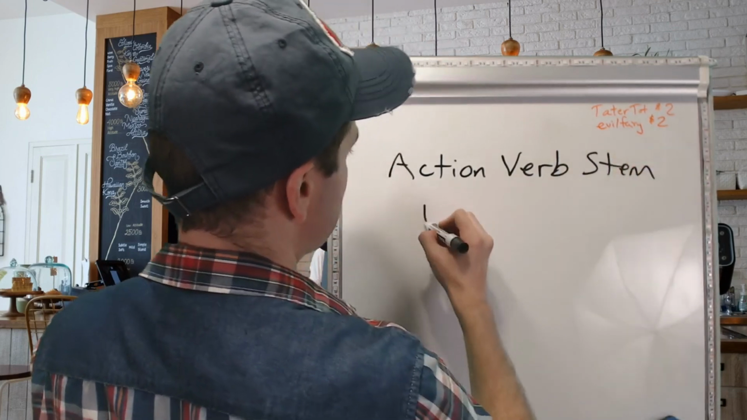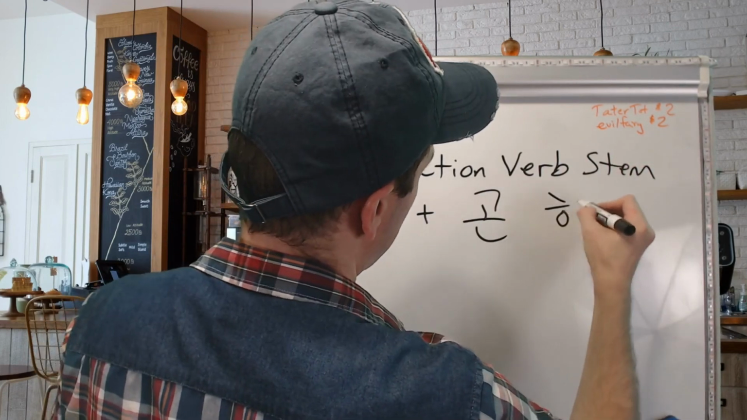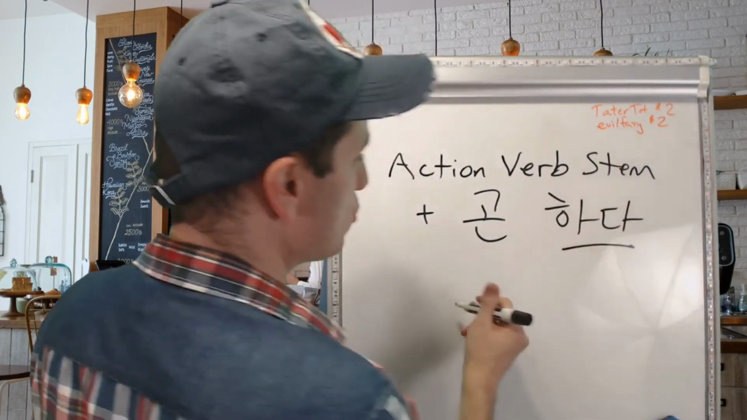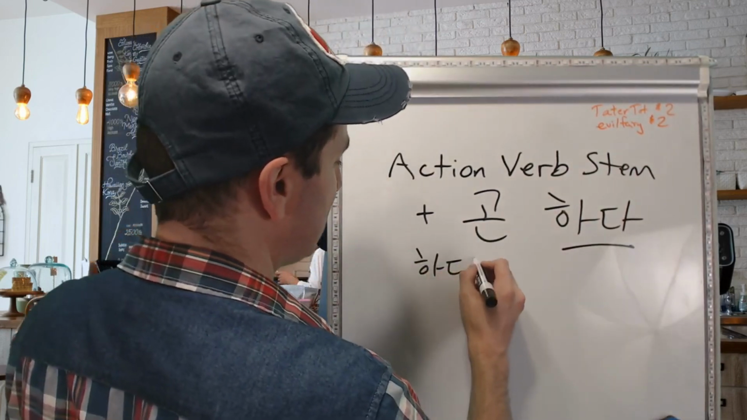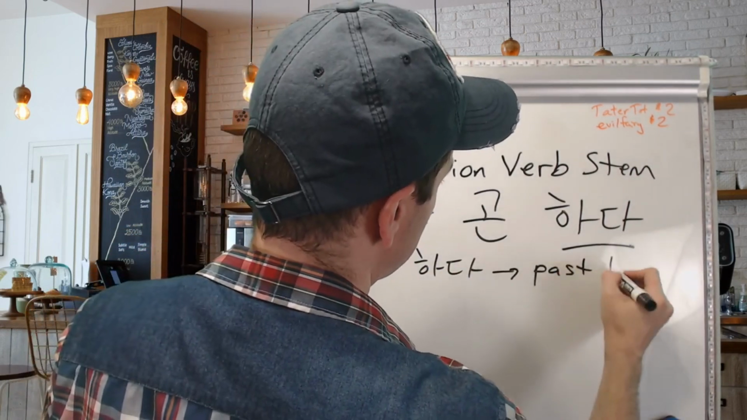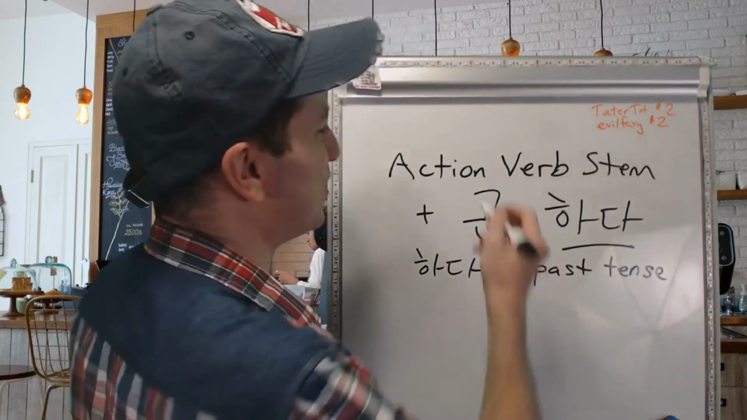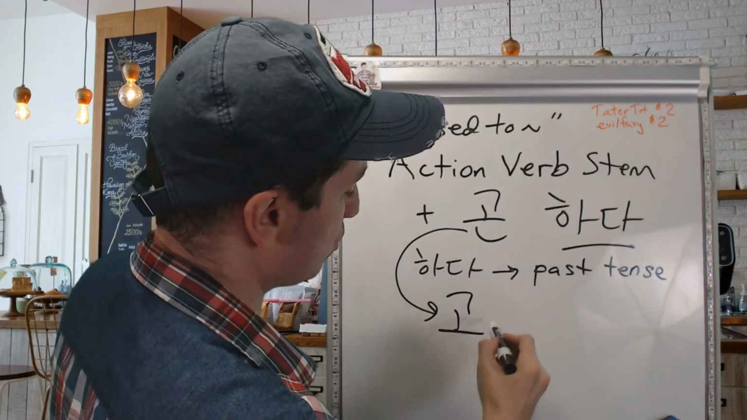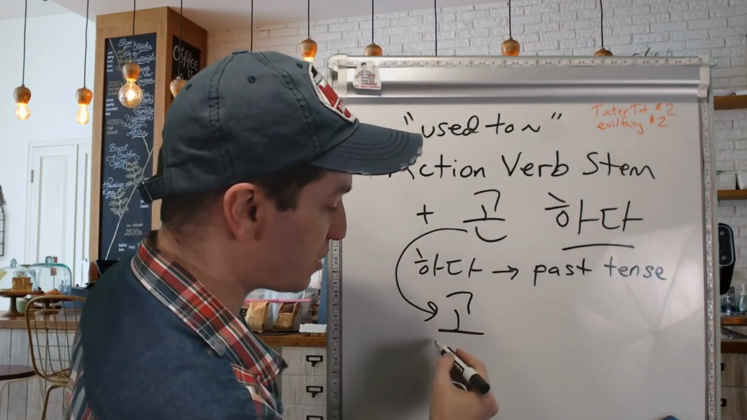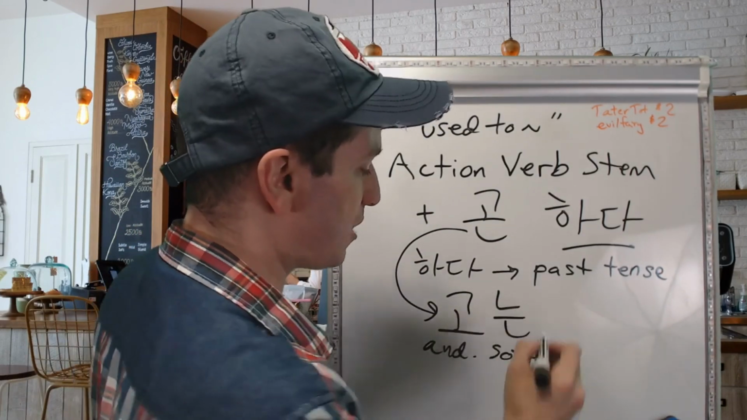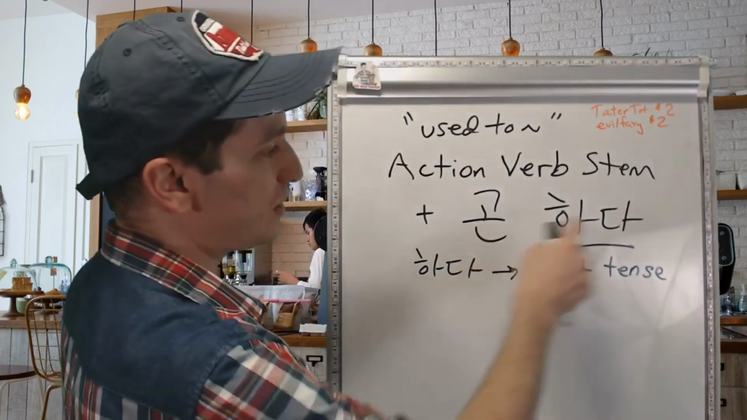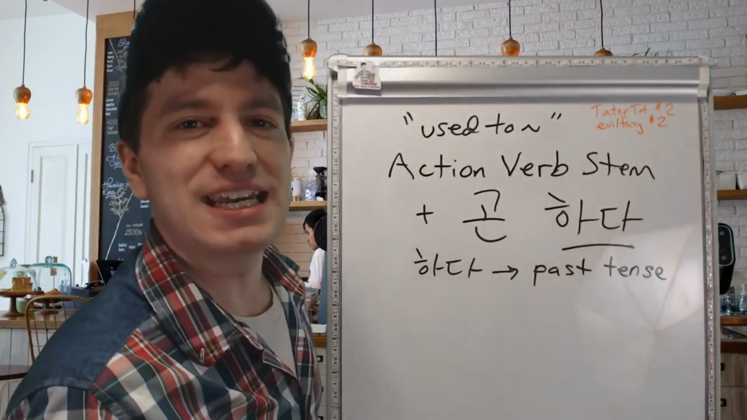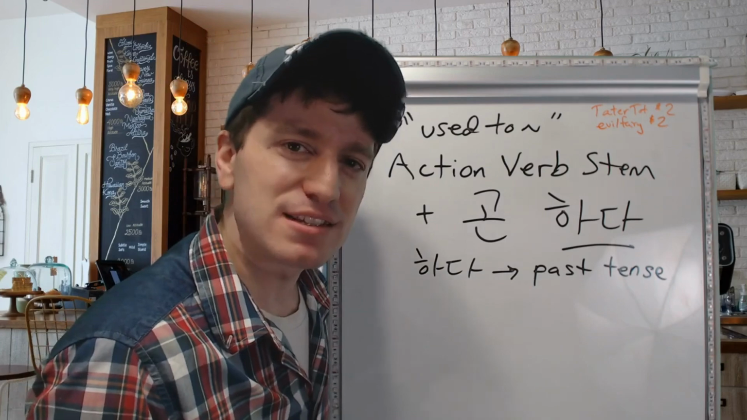You have an action verb stem and then you attach 곤 and then 하다, which you then conjugate. Most of the time 하다 will be in a past tense, but it doesn't have to be. This form also does not mean used to. This does not have anything to do with the past tense. 곤 is a shortening of 고, the verb connector, and then 는, the topic marker. The 고 with 하다 together gives the meaning of something that happens frequently.